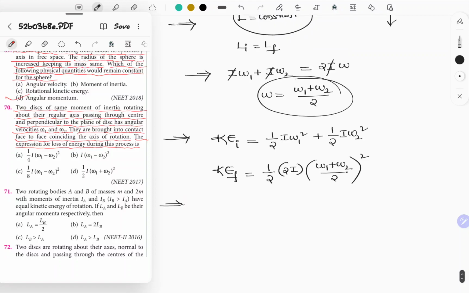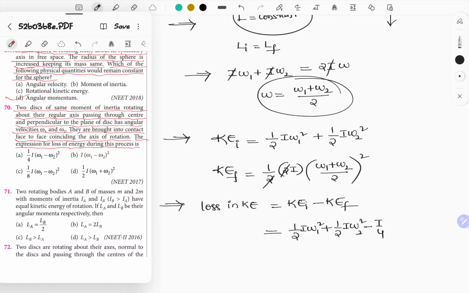Super. I need the loss in kinetic energy. The initial kinetic energy is greater than the final kinetic energy here because finally the angular velocity is reducing. So loss in kinetic energy is equal to initial kinetic energy minus final kinetic energy. What's the initial kinetic energy? 1 by 2 I omega 1 square plus 1 by 2 I omega 2 square, minus this, where the 2 will get cancelled out. I into, so this 2 will come outside, that is 2 square by 4.